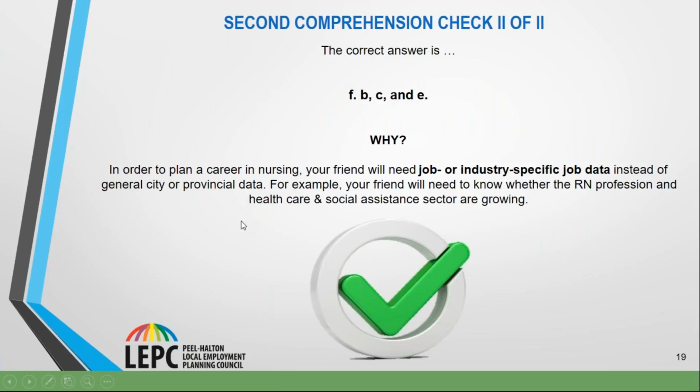Okay, the correct answer is F, B, C, and E, because career planning requires job and industry-specific job data. A career begins with finding a job and thinking strategically about the next steps in our professional growth.